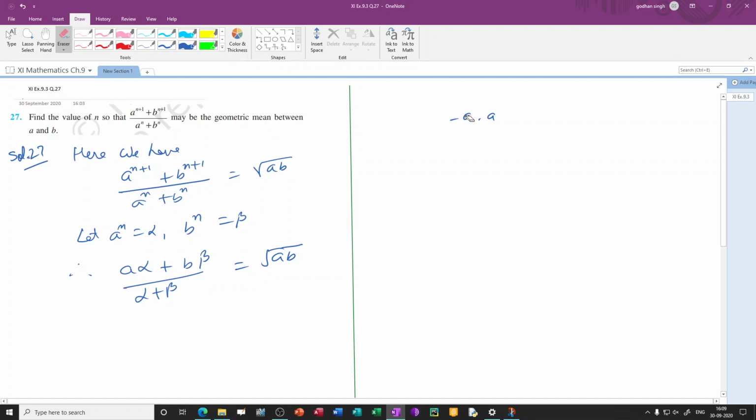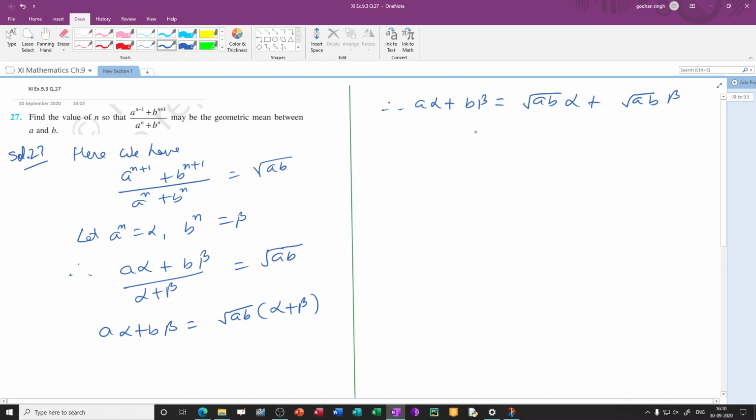So now let us go further. Cross multiplying, we will get a alpha plus b beta equal to root of ab into alpha plus beta. So we get a alpha plus b beta equal to root of ab into alpha plus root of ab into beta.